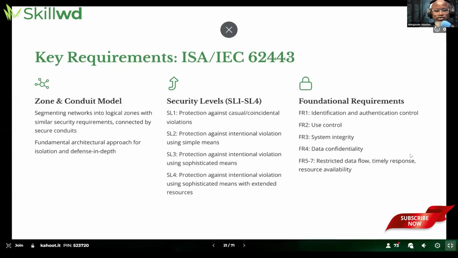All right, let's talk about some key requirements for the ISA 62443 zone and conduit model. So segmentation typically is a way we come in to reduce different logical zones with similar security requirements. And what does that mean?